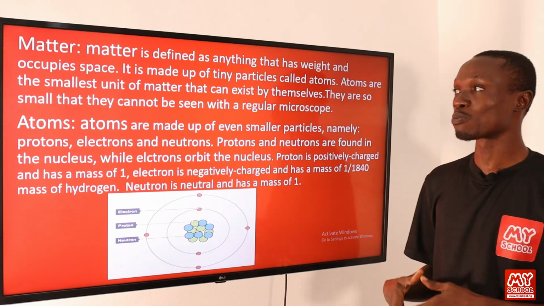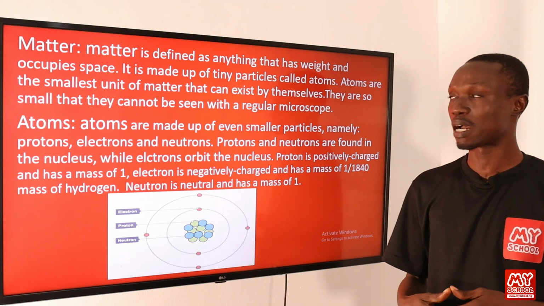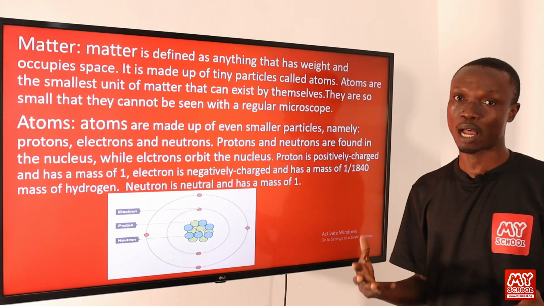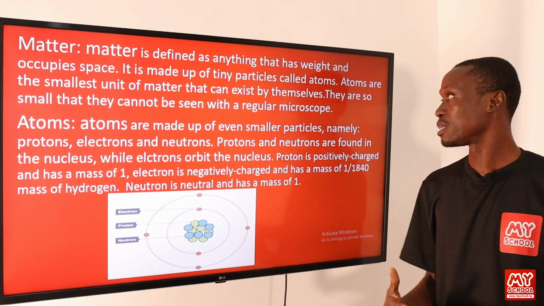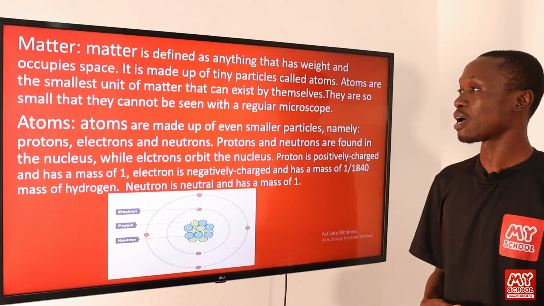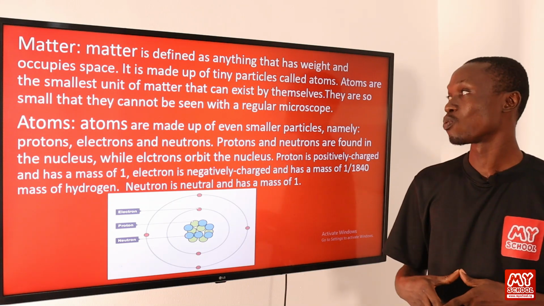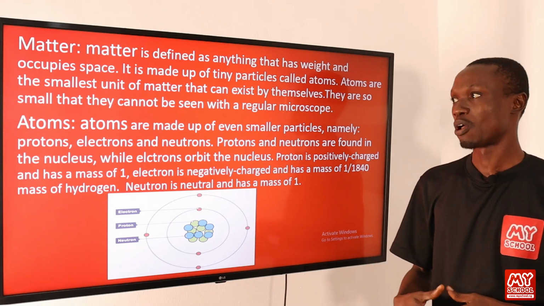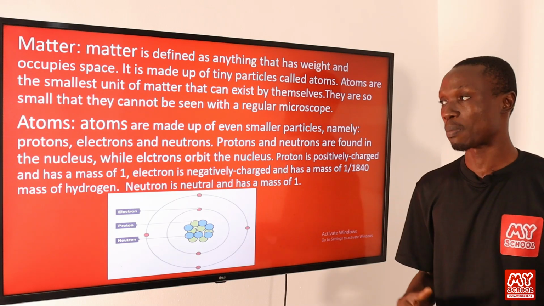Atoms are the smallest unit of matter that can exist by themselves. So atoms are capable of independent existence. They are so small that they cannot be seen with a regular microscope. So let's move down to talk about the atom.